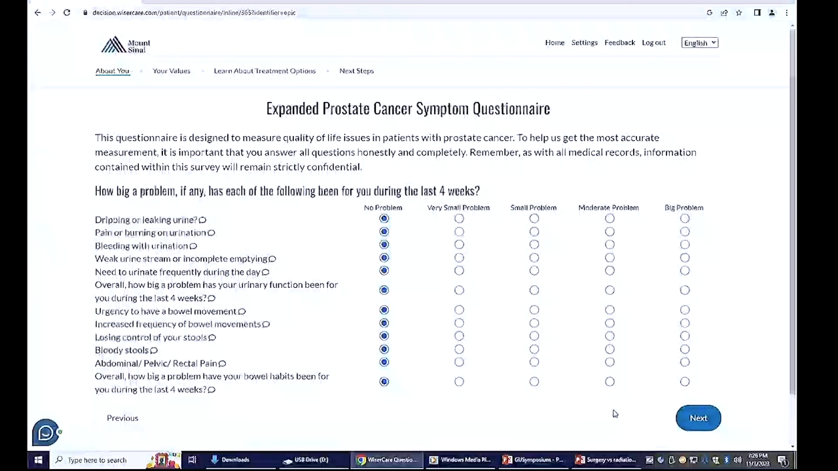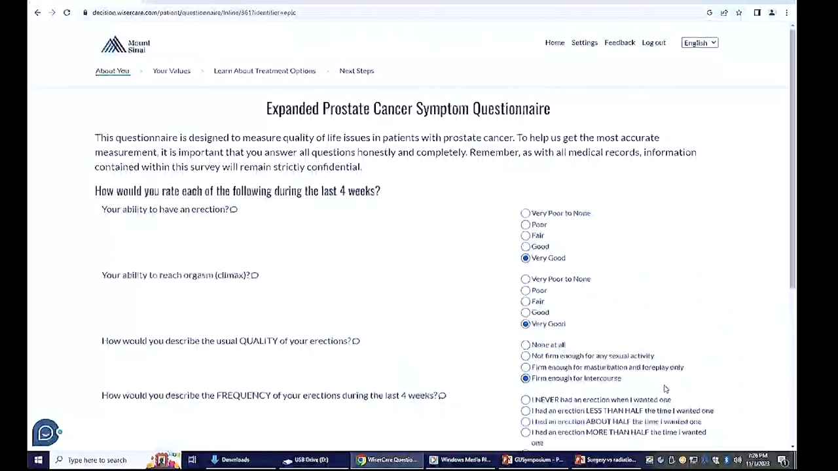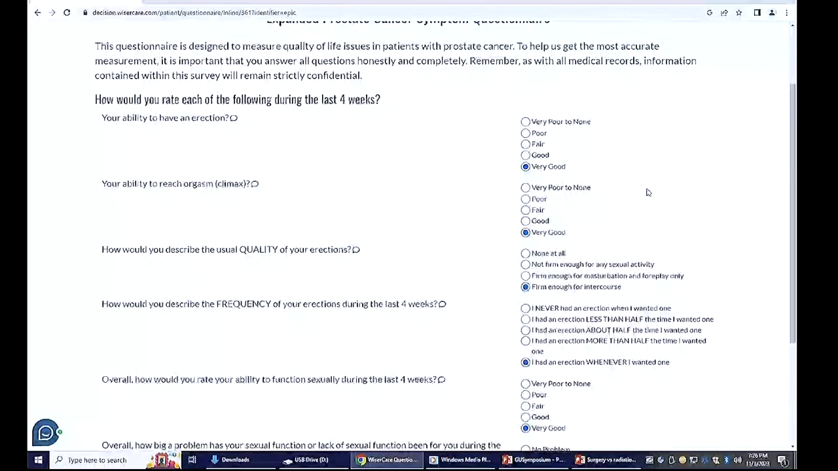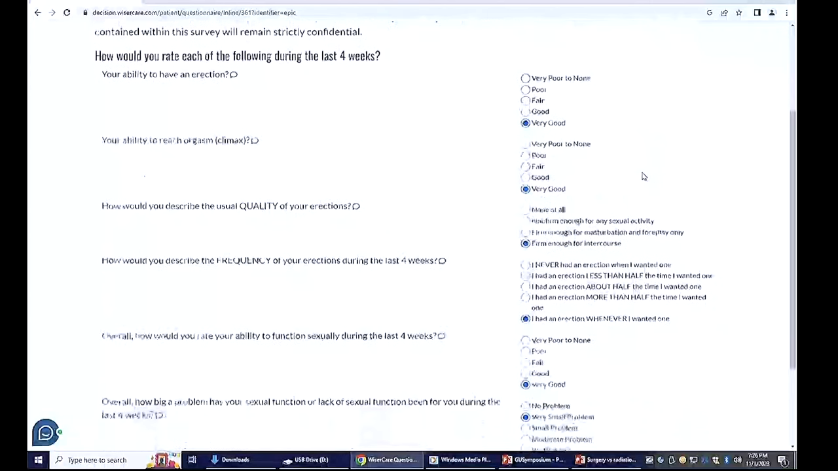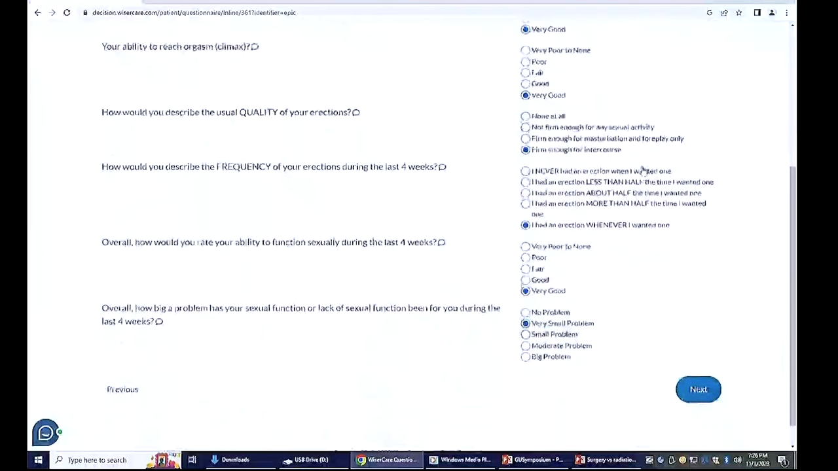How big a problem is this dripping? Very small. Very small. Okay. So nothing else is there. Everything else is there. Have you had any problems with bowel movements? How about erections? Any problem with erectile function? No. Very good. Orgasm is good. Yeah. Quality of erections is good. So let's go on to the next.